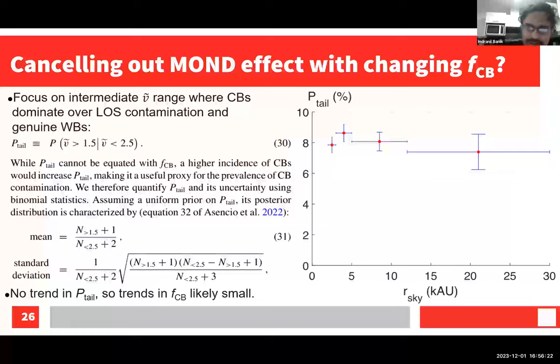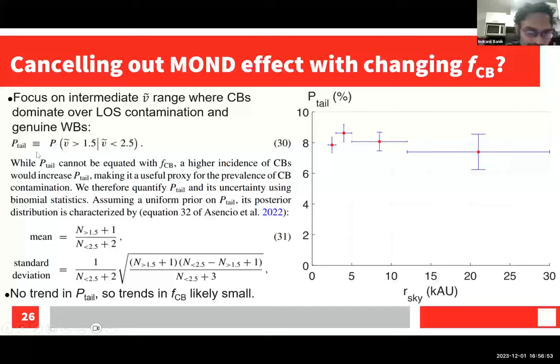And we explain this by changing the closed binary fraction with the same major axis. This is extremely unlikely. So we quantified this so-called p-tail, which is the likelihood that v-tilde is greater than 1.5 if we know v-tilde is less than 2.5. Basically, the range between 1.5 and 2.5 is where closed binaries are dominant, because closer in, wide binaries are dominant, and farther out, line of sight contamination might be important.